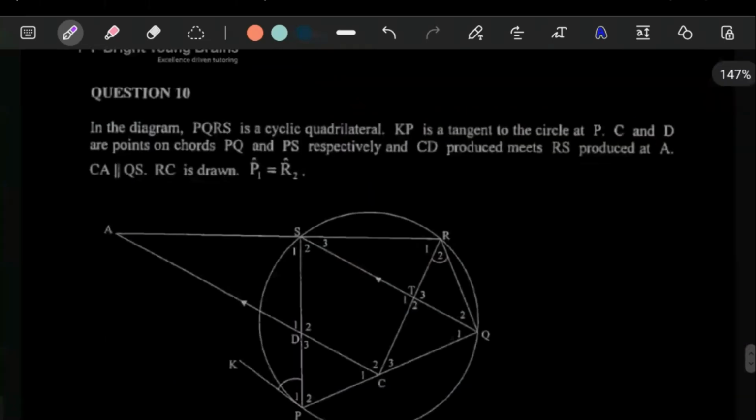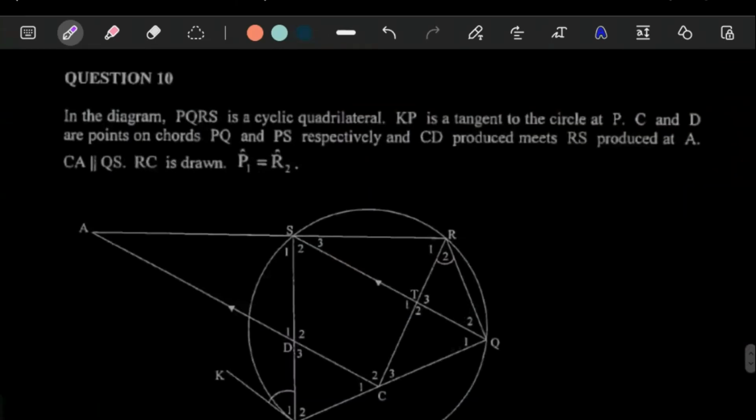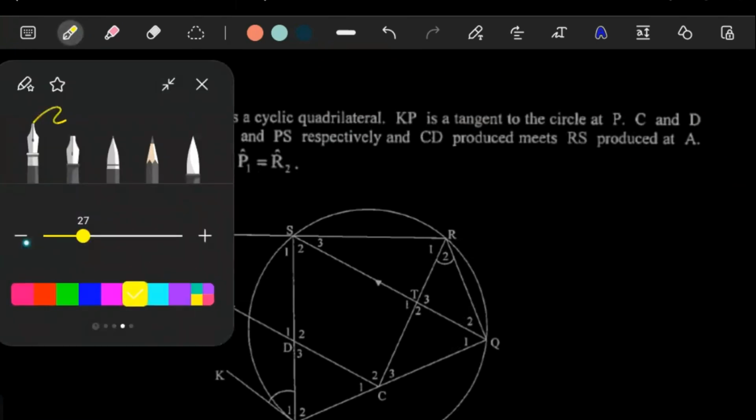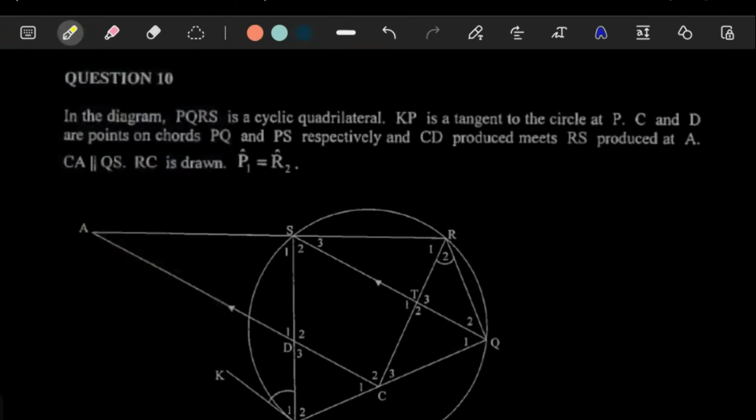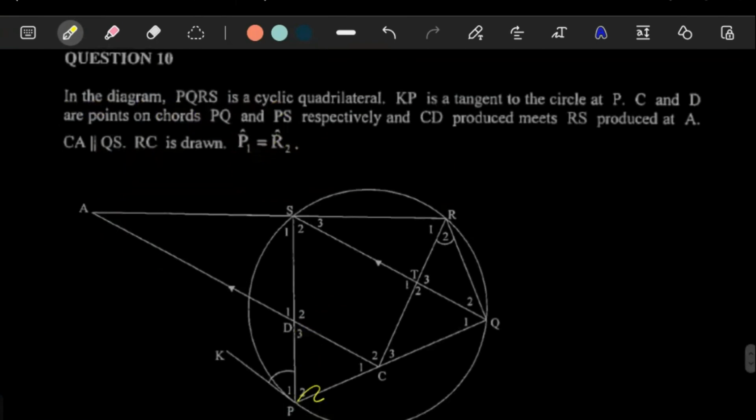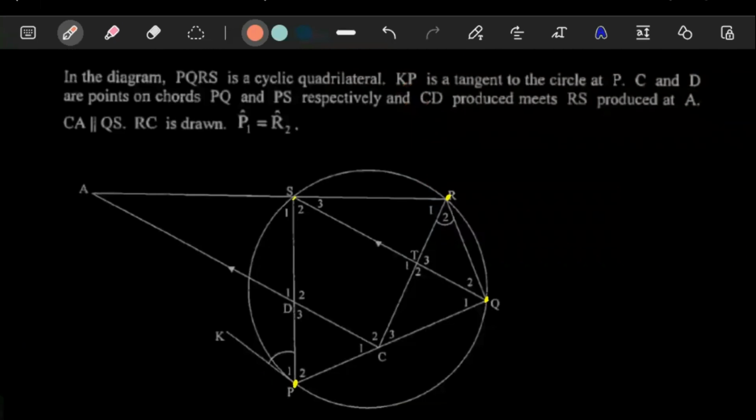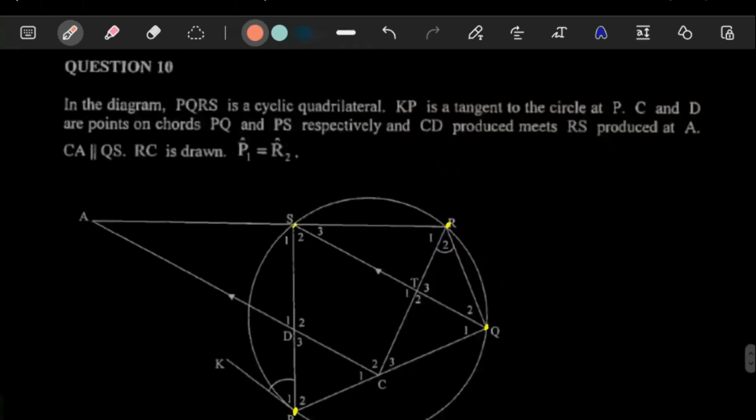Okay, question number 10 seems like we're going to have a good time, because there's just so many things going on, as it seems. But let's see. It says in the diagram we have a cyclic quadrilateral. It is P, it is Q, it is R, it is S. It's a cyclic quadrilateral. And then it says here KP is a tangent to the circle at P.